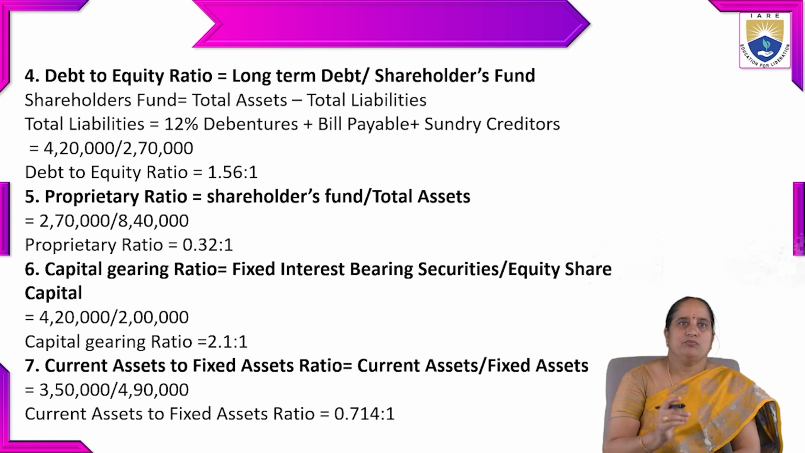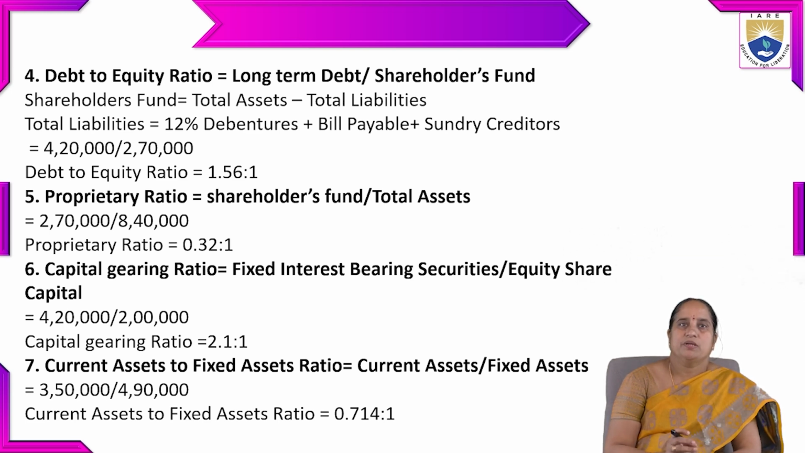8,40,000. Then we have the proprietary ratio 0.32 is to 1. Next, capital gearing ratio, which can be derived by the formula: capital gearing ratio is equal to fixed interest bearing securities divided by equity share capital. So from the data already furnished in the problem, we take 4,20,000 divided by equity share capital, which is 2 lakh. Based on that, we have calculated the capital gearing ratio, which is equal to 2.1 is to 1.